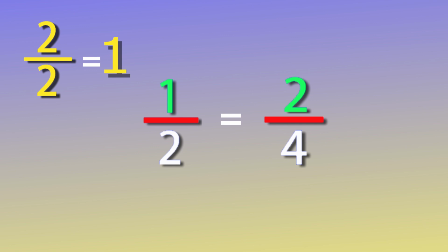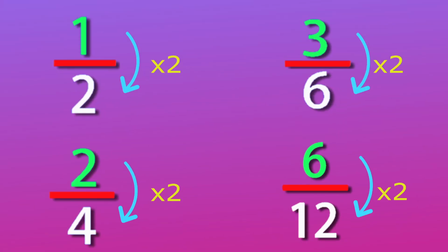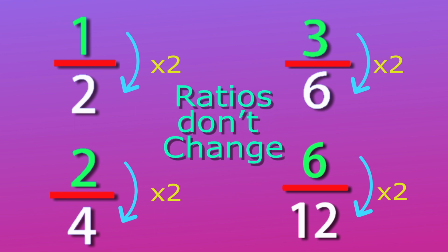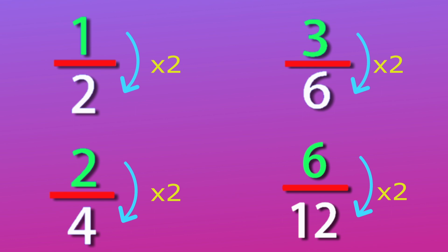There's another thing going on too. In all of these fractions, the denominator is double the numerator. And that's what an equivalent fraction actually is. The numbers in the fraction might change, but the ratio between the numerator and the denominator remains the same. In every fraction here, the denominator is double the numerator, so we have equivalent fractions.